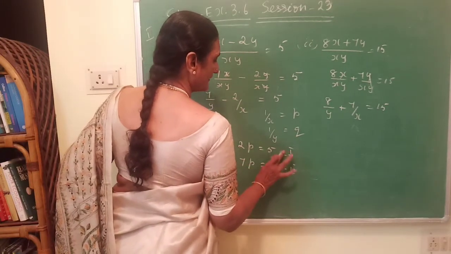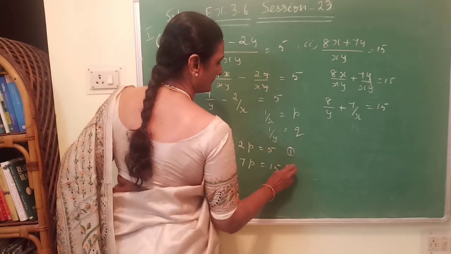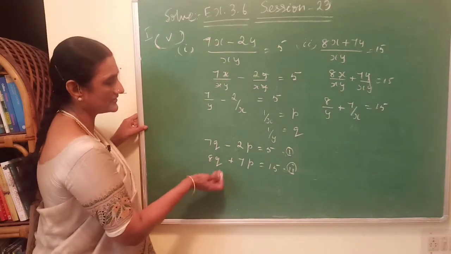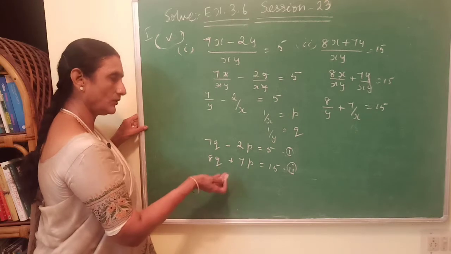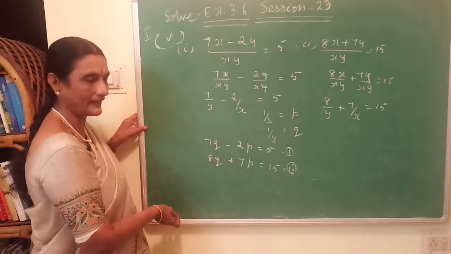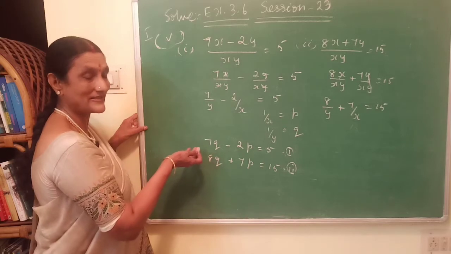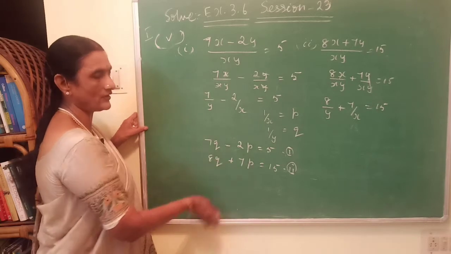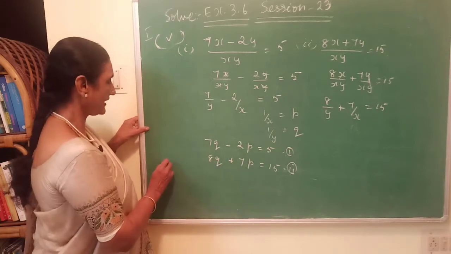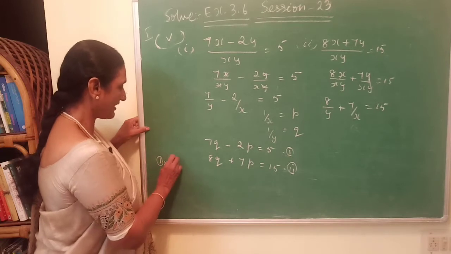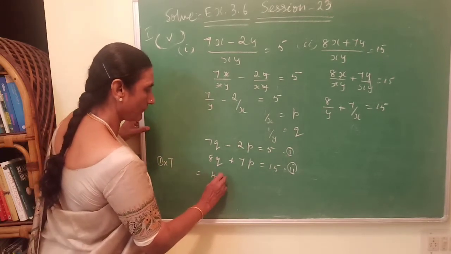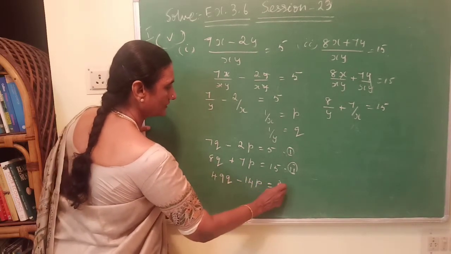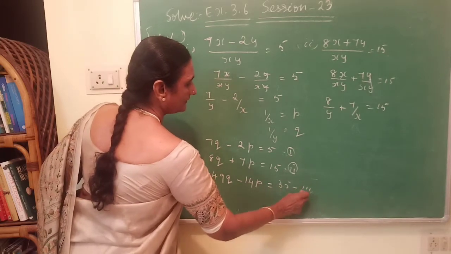Okay, so we can mark this as equation 1 and equation 2. Now here, first let me remove q. In order to remove q, for 7 and 2 the LCM is 14. So the first equation I am going to multiply by 7 and the second equation by 2. If you do so, the coefficients will match. The first equation multiplied by 7 gives 49q minus 14p is equal to 35. This is equation 3.